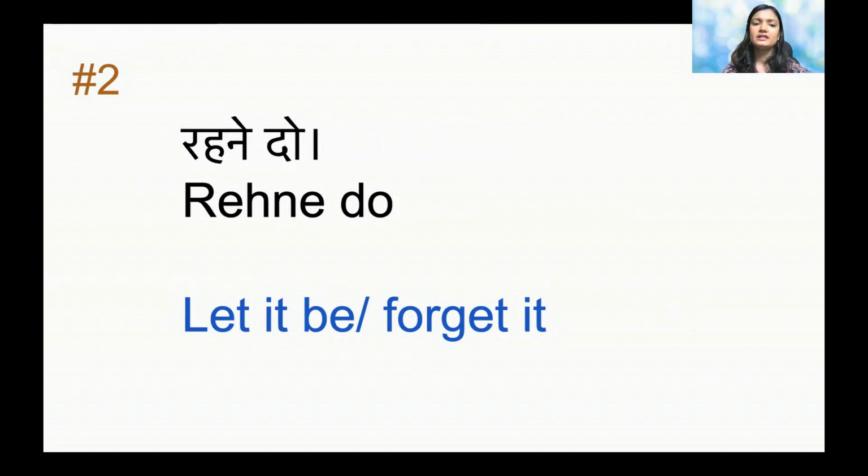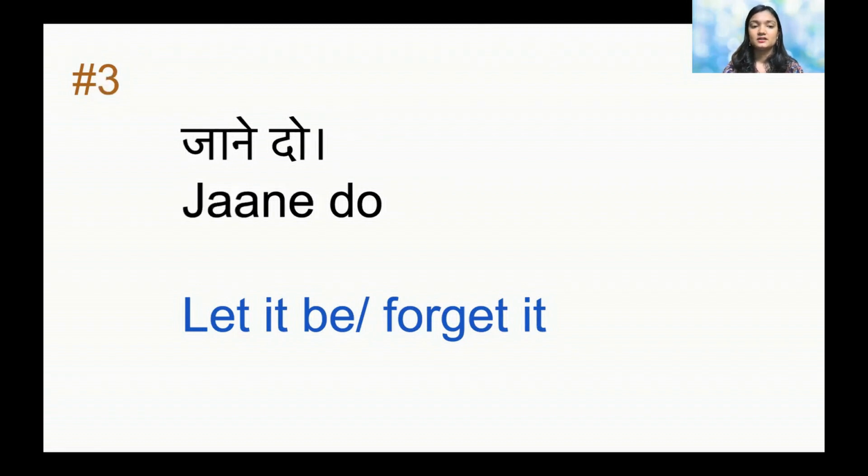Number 2, रहने दो. This sentence doesn't have a pronoun, which means that it can imply the it pronoun. This sentence means let it be or forget it or even never mind. When you say रहने दो, it means never mind, let it be. Number 3, जाने दो. Just like the previous one, this doesn't have a pronoun, which means it implies it. Let it go means let this thing pass, let it go, never mind.